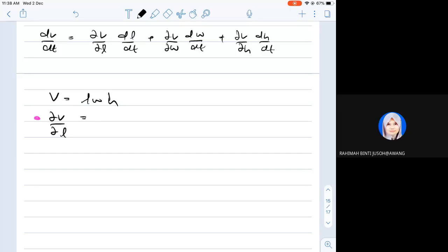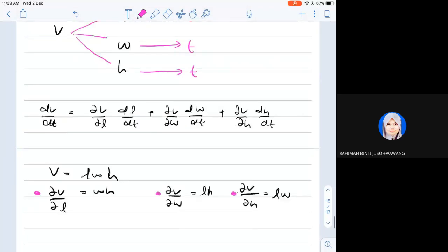WH. Very good, WH. So del V over del W, we will get LH. And then the last one, del W over del H, we will get LW. LW yang betul lah, LW. Del V over del H. So ada 3 dah. 1, 2, 3.